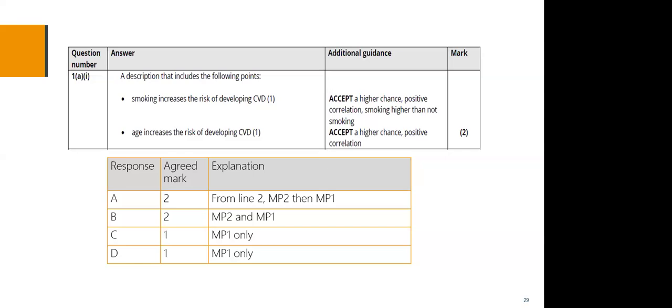And again, 1 mark for the final one. This is a comparison question. You have to use the words increase or decrease or higher, not just state the risk for each group.